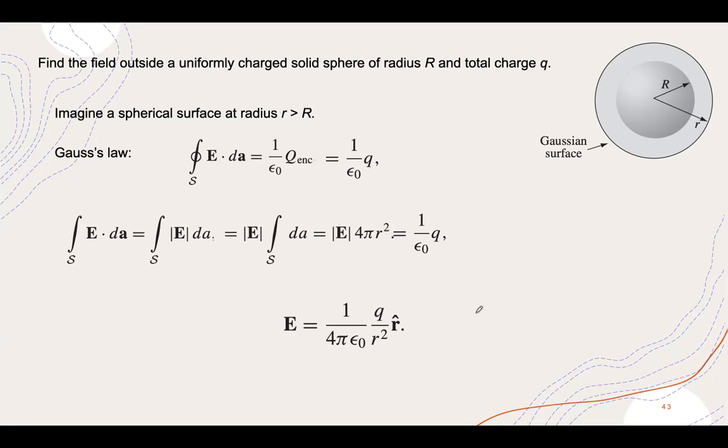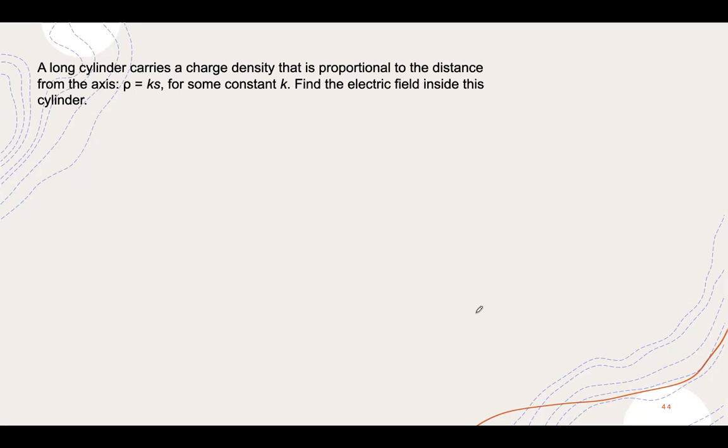Okay, good. So similarly, one can do this for something like charge density in a cylindrical manner, because I just chose one of the examples so that all the symmetries can be covered here. It says that a long cylinder carries a charge density that is proportional to the distance from the axis, which is given as rho equal to Ks for some constant K. Now find the electric field inside this cylinder.